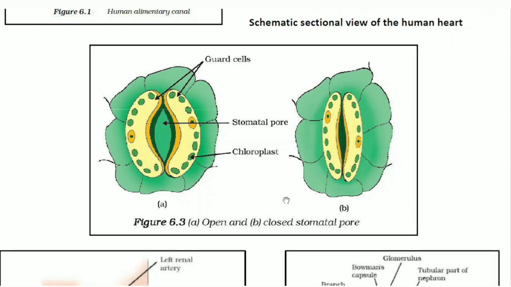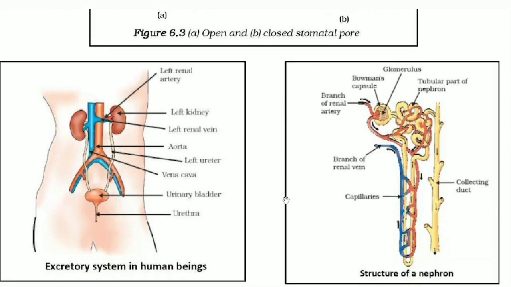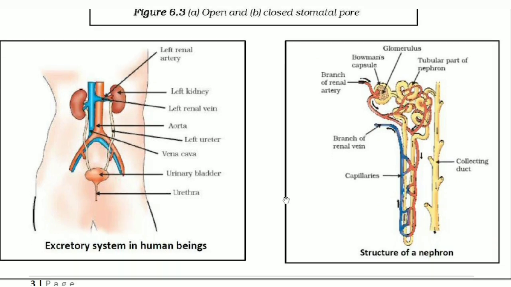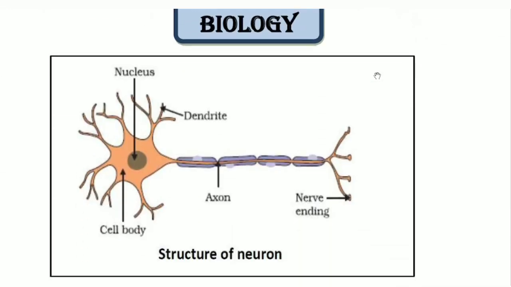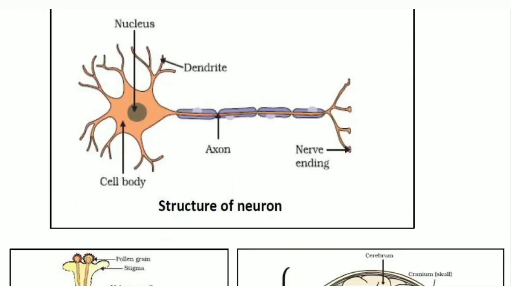And the next one is the excretory system in a human being and the structure of a nephron. In this year's model question paper, they asked to mark the nephron and also the Bowman's capsule. So don't forget this diagram. And the neuron is a very important diagram. You have to label only 4 parts: dendrites, axon, cell body, and nerve ending. So don't forget to learn.